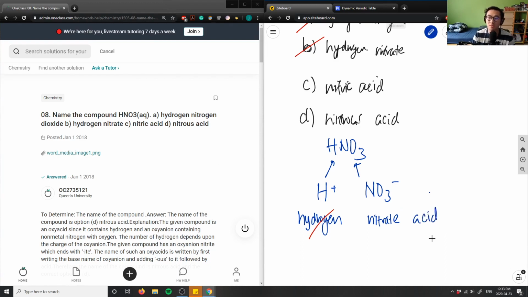And then what we can do is we can drop the ATE here. We change the ATE into IC. So this compound here is nitric acid. So C here is our correct answer. So this here, HNO3, is nitric acid. Now you might say, okay, what's nitrous acid then?